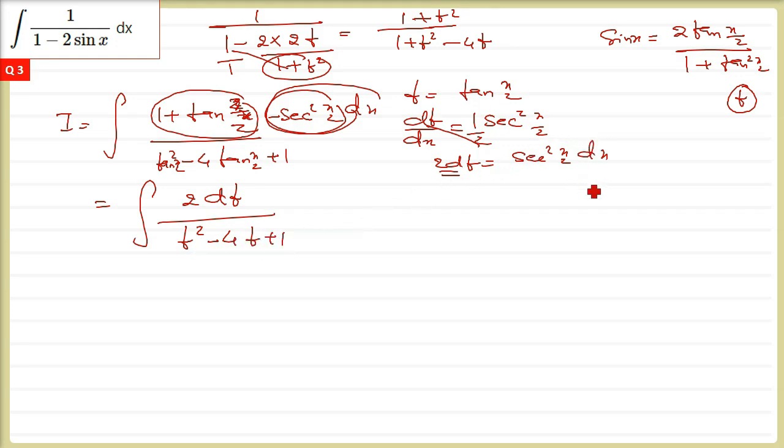Now we have to make this t square minus 4t plus 1 a perfect square. What is the coefficient of t? Which is 4. Now this divided by 2 is 2, and now you can square it and add it, and subtract it.